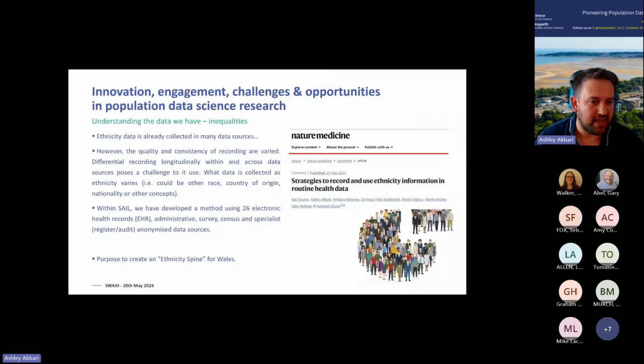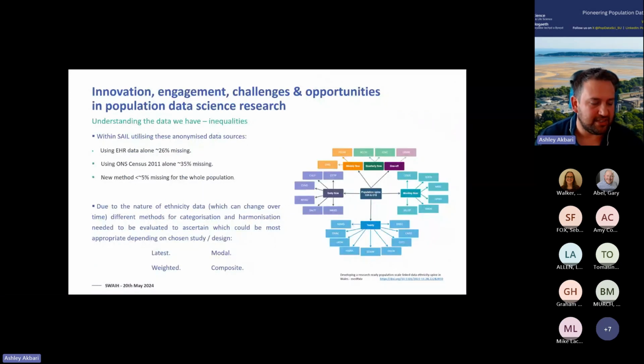So what this turned into then was that reproducible method, where if you take electronic health record data alone, you miss about 26% of the population. If you just use the 2011 ONS census, which at that time, and probably even now with the 2021, was considered the gold standard, you miss about 35% of the population, which is expected due to migration and mortality and other considerations. If you use this methodology where you use the power of linked longitudinal data, you get it down to less than 5% missing. So it really shows that power of longitudinal linked data.